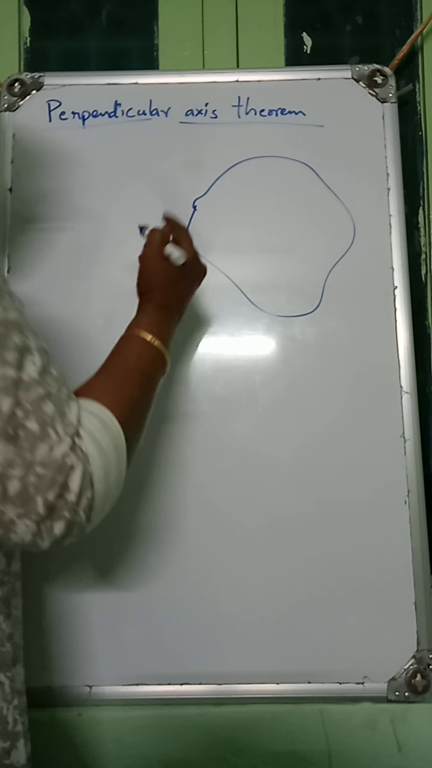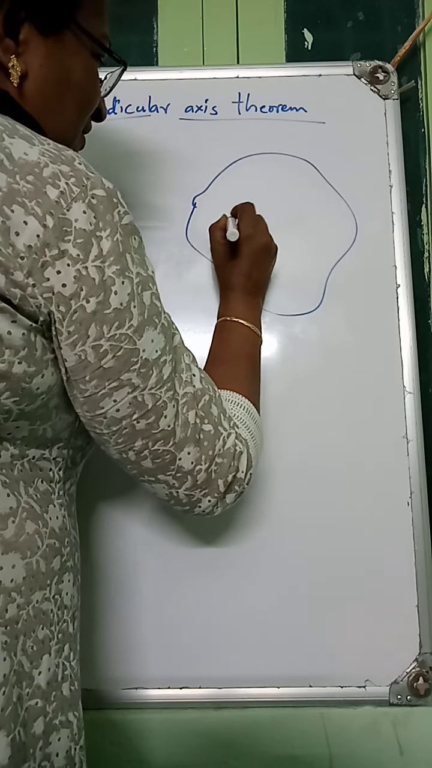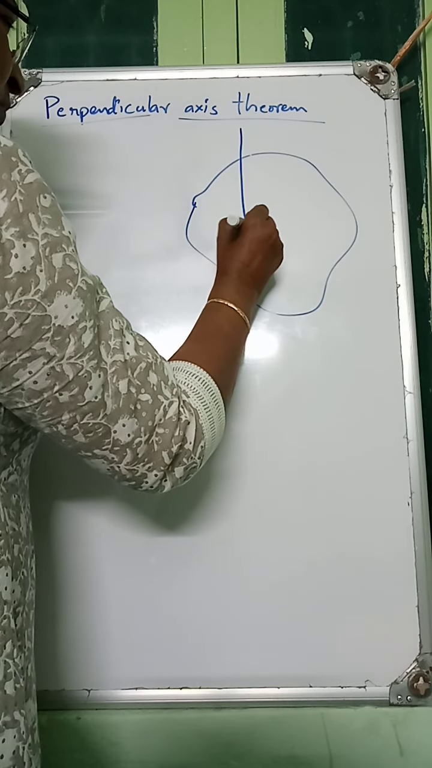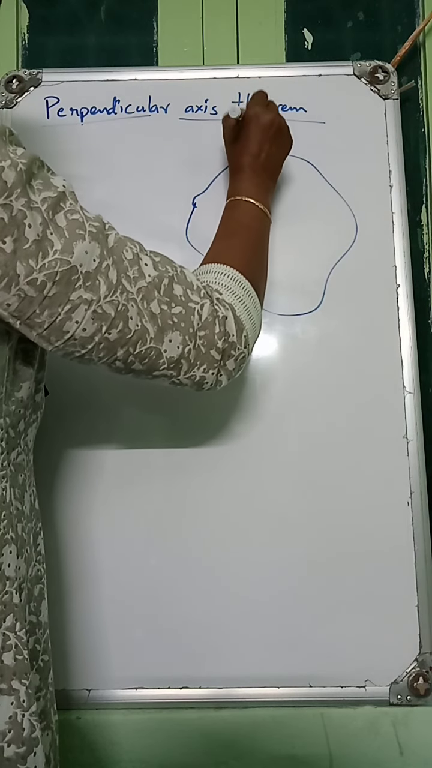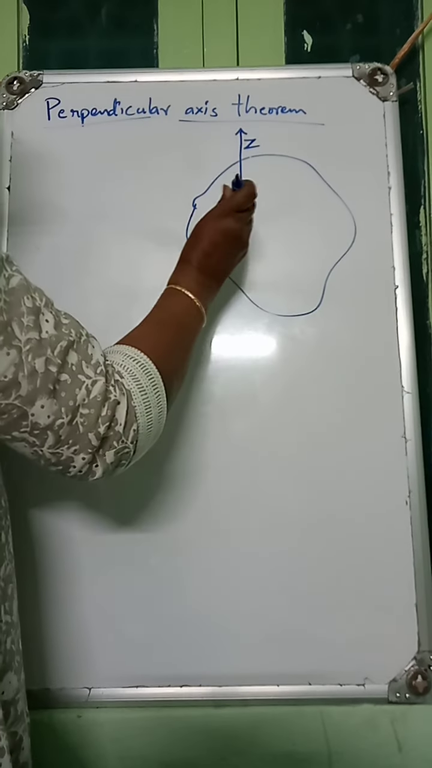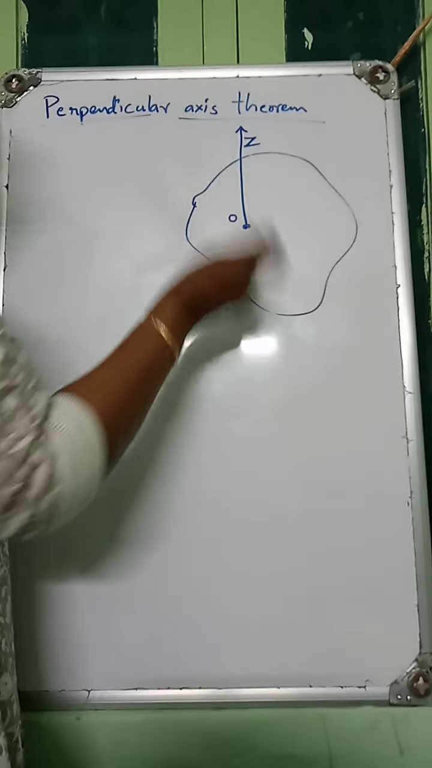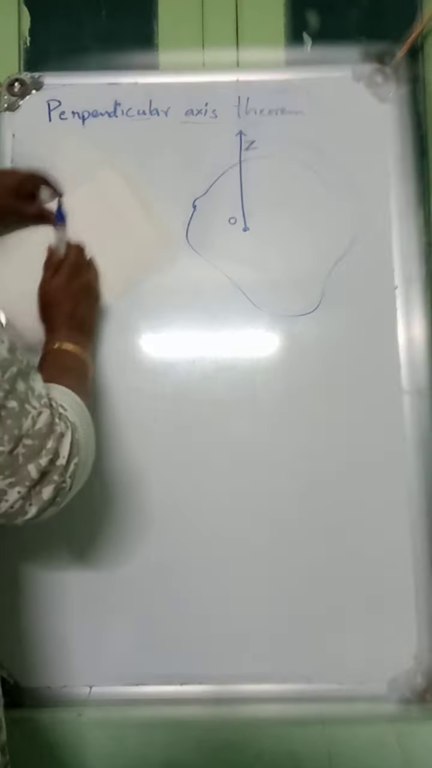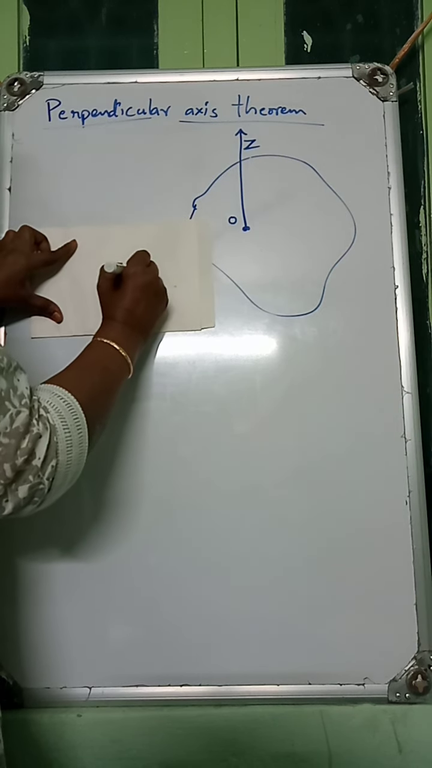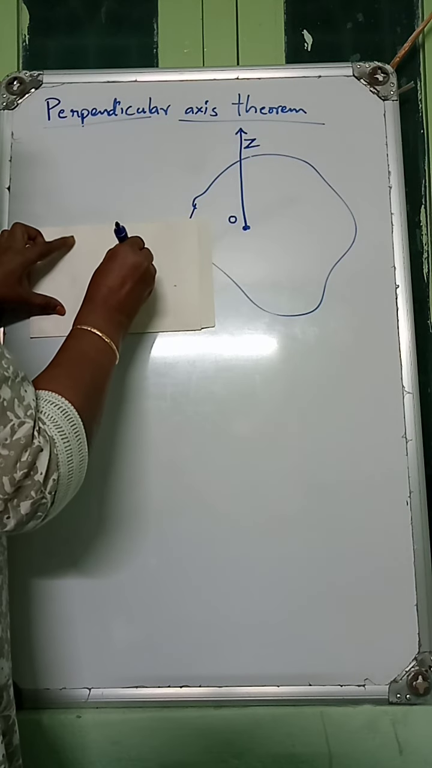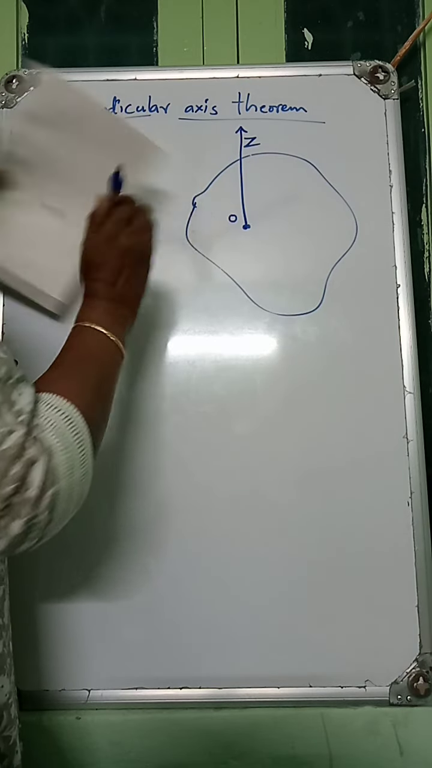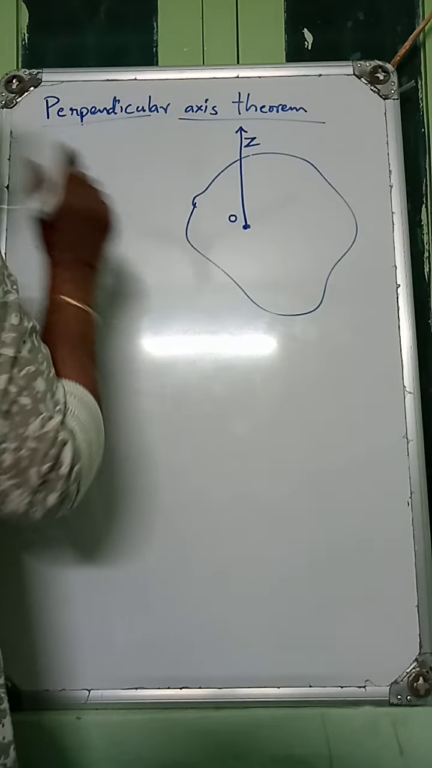For our convenience, draw x-axis. Initially, this lamina is passing through the point O and perpendicular to the plane of the lamina. What is the position of the z-axis? This is lamina. This is the point O. Z-axis is passing through the point like this. This lamina is rotating like this.